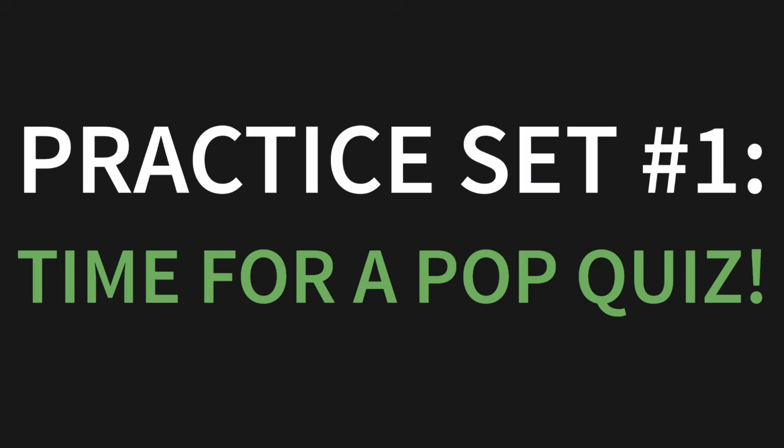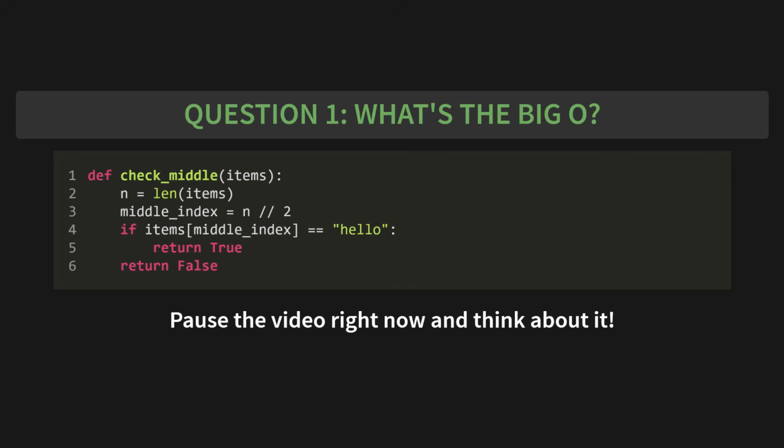All right, practice set number 1. Time for a pop quiz. Question 1. What's the big O? Look at this code. Def check_middle of items. It gets the length, finds the middle index with floor division, and then checks if the item at that index is hello. Pause the video right now and think about it.